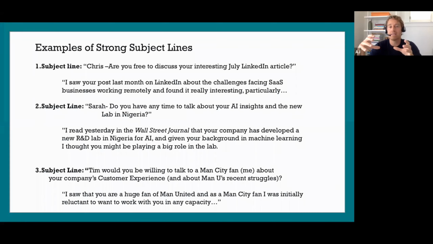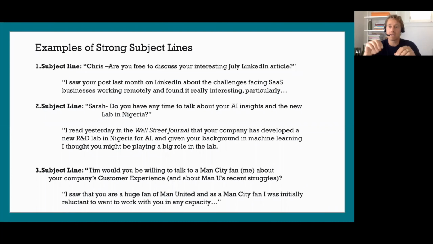Again, this is their name, right? So that's different. I took a scan through all of my email boxes, and I rarely see my name. And there's some data that suggests this is a neutral feature, that if you include someone's name in a subject line, it might or might not work. But I like it, but maybe you don't do it all the time. It's sort of your call. And then the last one, Tim, would you be willing to talk to a Man City fan about your company's customer experience? And then a joke, and about Man U's recent struggles.